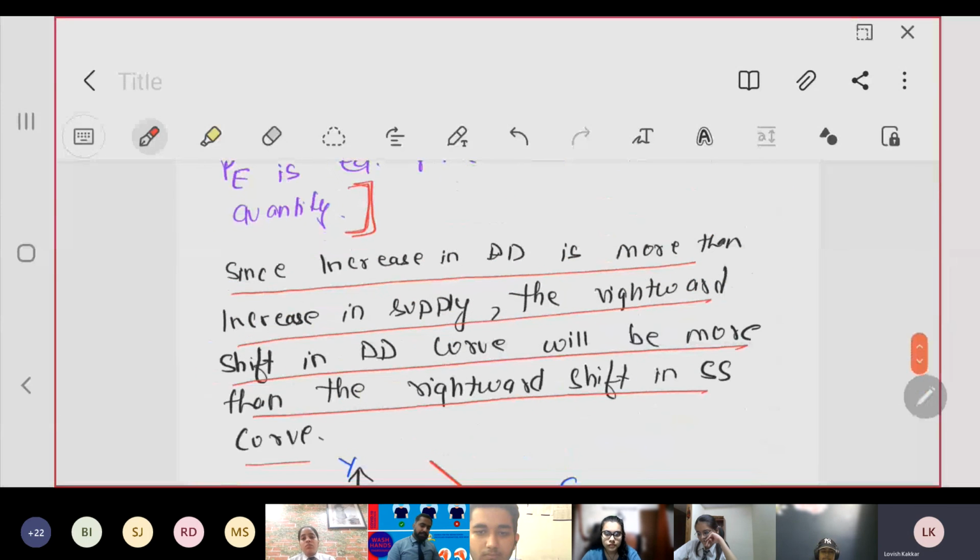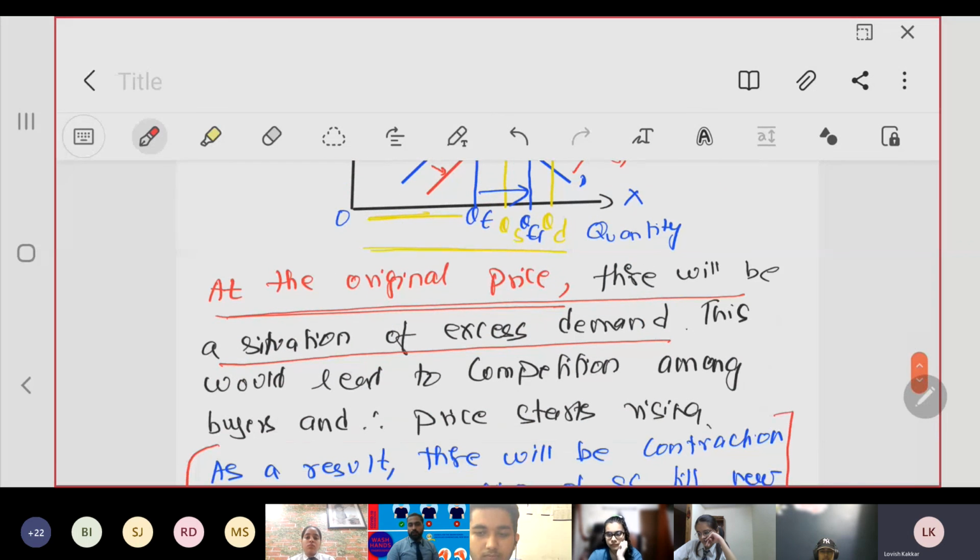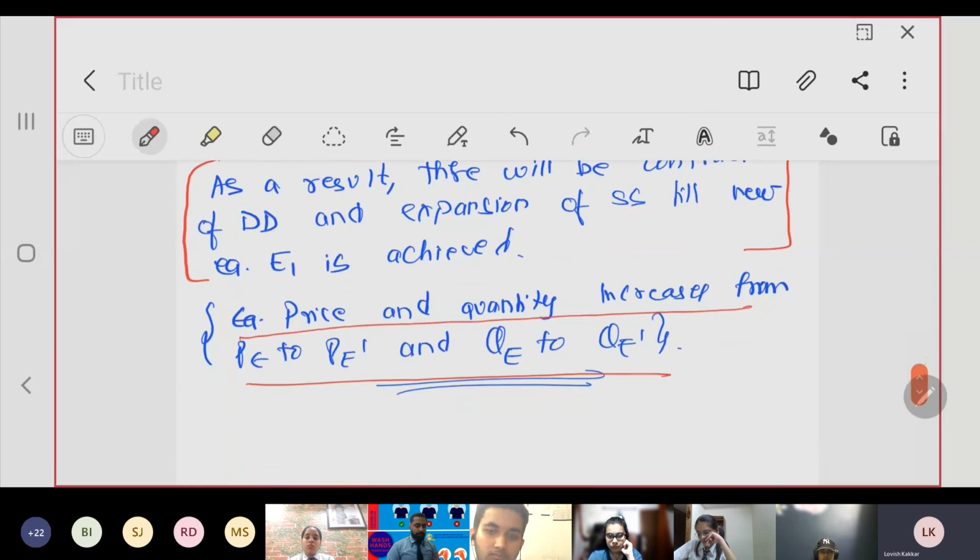Case 1, increase in demand is more than increase in supply. Since increase in demand is more than increase in supply, the rightward shift in demand curve will be more than the rightward shift in supply curve. As a result, there will be a situation of excess demand, and equilibrium price and quantity will increase from this to this. Case 2, increase in demand is less than increase in supply. Since increase in demand is less than increase in supply, the rightward shift in demand curve will be less than the rightward shift in supply curve. There will be a situation of excess supply. Equilibrium price will fall from this to this, and quantity you will see from the diagram.